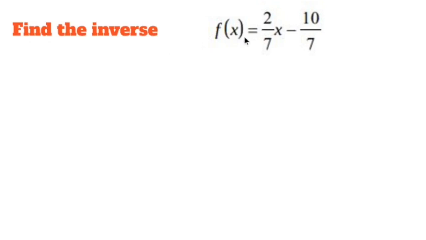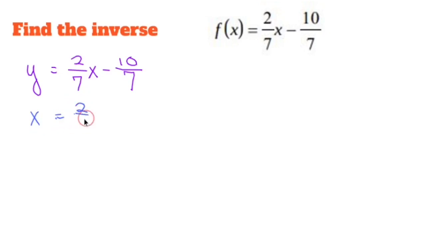Find the inverse of f of x equals 2 over 7x minus 10 over 7. All right, so the best way to find the inverse is I'm going to pretend that f of x is y for now, just because it'll make things look a whole lot nicer. I suggest that when you do problems like these, you do the same. The first step that you do is you swap the x and the y. That's step number 1. So y is now x, and x is now y.